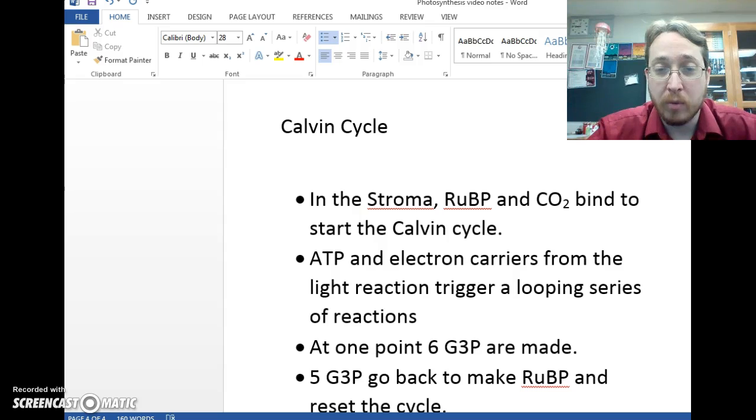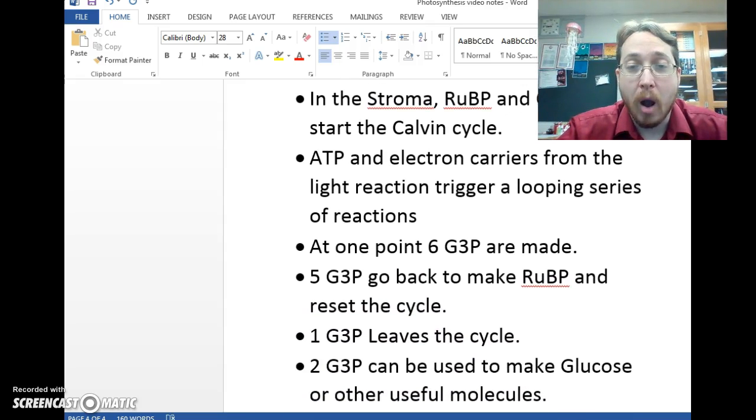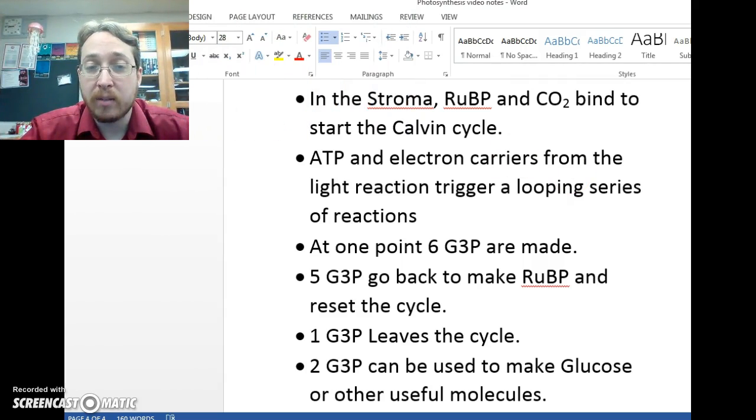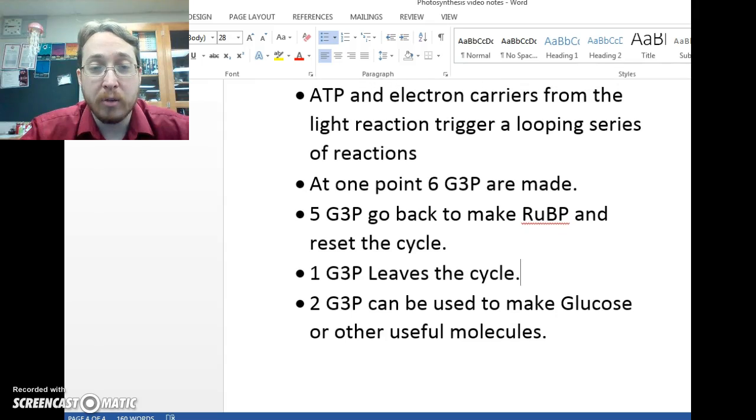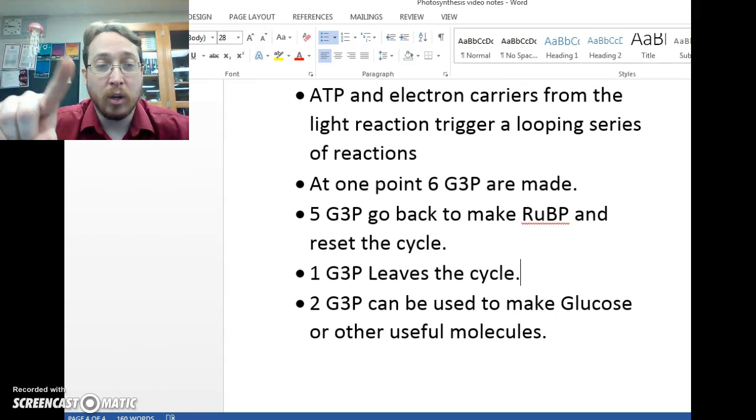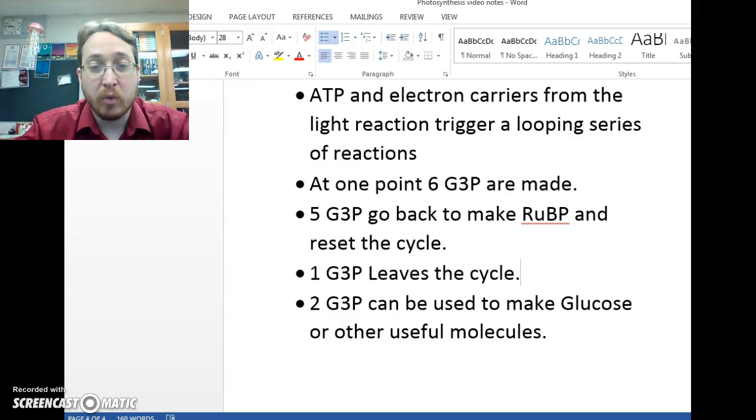So let's review. The Calvin cycle occurs in the stroma. RuBP and carbon dioxide bind to start the Calvin cycle. ATP and electron carriers from the light reaction trigger a looping series of reactions. At one point we have 6 G3P. 5 of those go back to make RuBP and reset the cycle. 1 G3P leaves the cycle, and we can use 2 G3P to make glucose or other useful molecules.